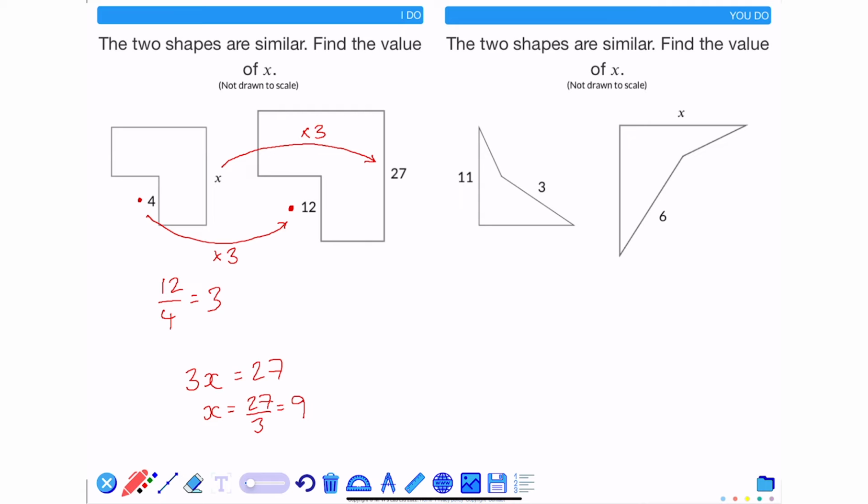The two corresponding sides in this case are 6 and 3. To calculate the scale factor, 6 divided by 3 is equal to 2. This means that shape 2 is twice as big as shape 1. So to calculate x, I need to multiply 11 by 2 in order to give me x. So x is equal to 2 times 11, which is equal to 22.